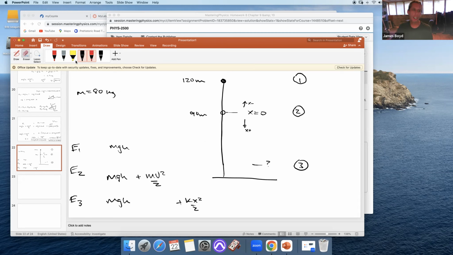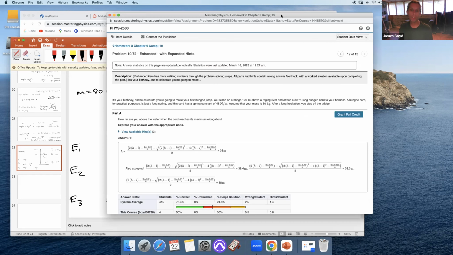So let's start by setting y to be 0 here. And then we're going to say that y is 30 meters up here, so that y and x are the same. It doesn't matter whether this is positive or negative, so I'm going to call this negative, call this positive. And then we're going to end up with y as something here. Now, what we want to know is how far you are above the water when the cord reaches its maximum elongation.